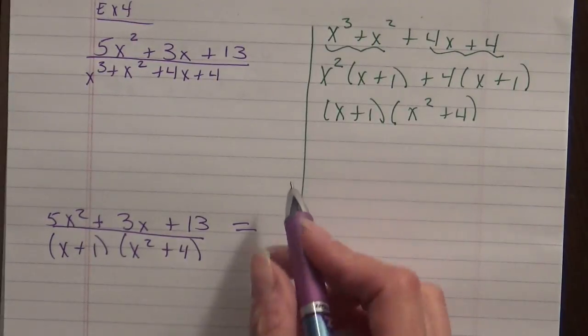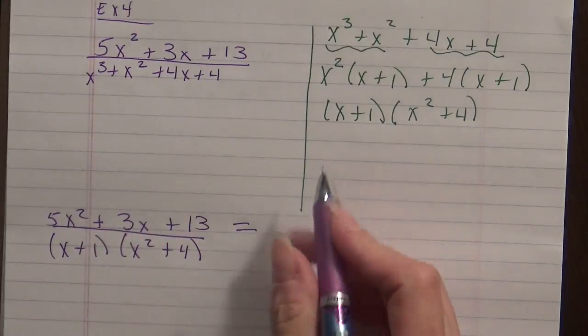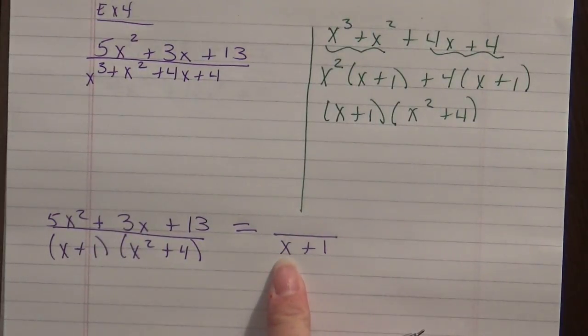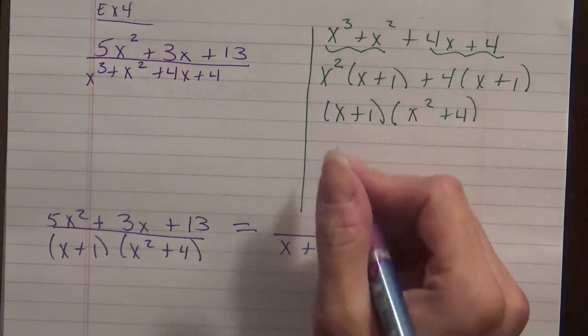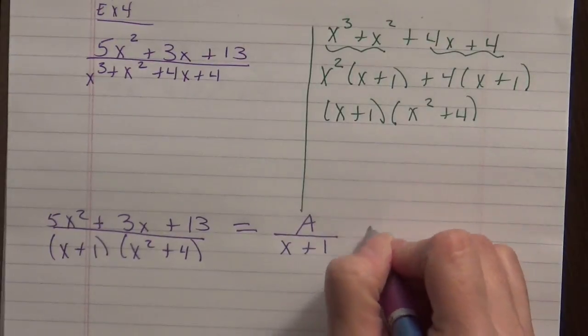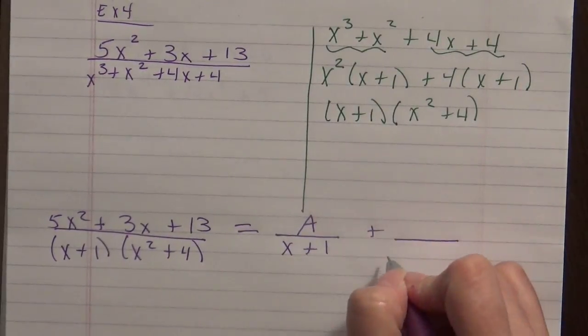So we're going to break this apart into 2 separate fractions. And in our first one, our denominator will be x plus 1. Because this denominator only has x to the first and nothing higher, we just put a single constant, a, in the numerator. My second fraction will have the denominator x squared plus 4.